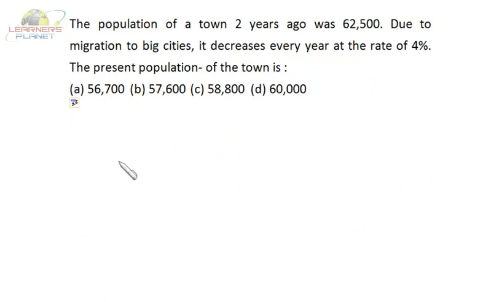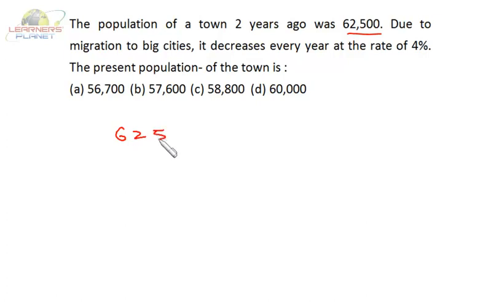Friends, I'm taking similar type of problems so the concept can be cleared easily. Okay. Now let's see this question. The population of a town 2 years ago was 62,500. Due to migration to big cities, it decreases every year at the rate of 4%. That means after 1 year, the population will be reduced by 4%. That means the new population will be 96% of the original. That means of the first year.